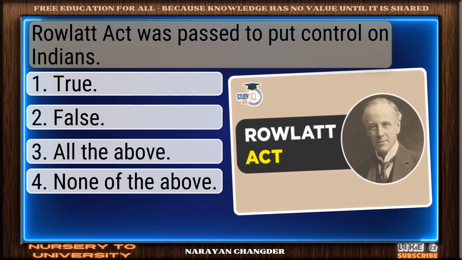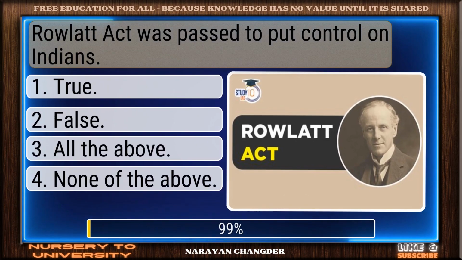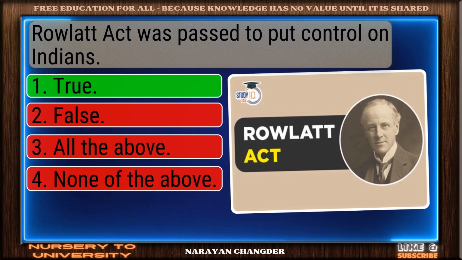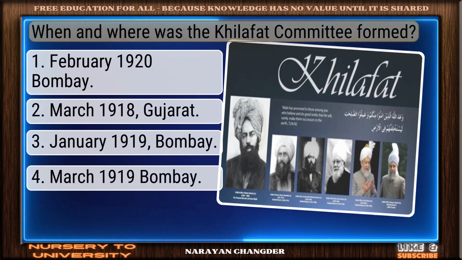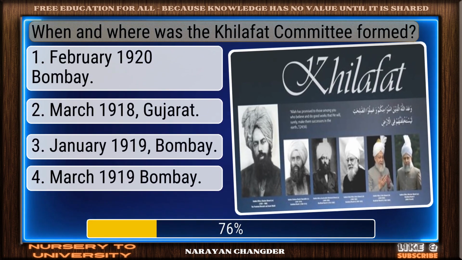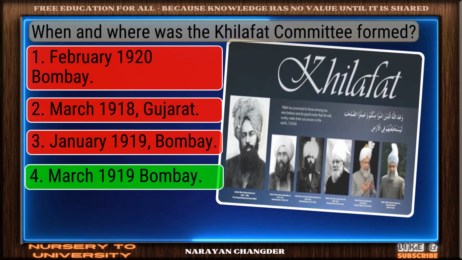The Rowlatt Act was passed to put control on Indians. You chose true. Correct. When and where was the Caliphate Committee formed? You're right. March 1919, Bombay is correct.